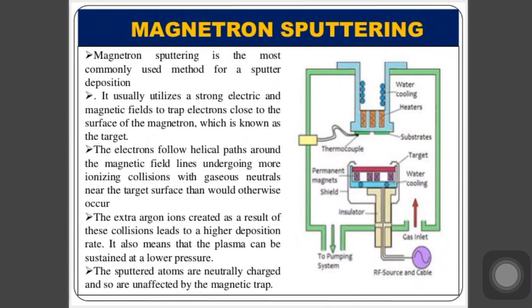Magnetron sputtering is the most commonly used method for sputtering deposition. ये जो मैग्नेट्रॉन स्पटरिंग प्रोसेस है, वो वाइडली यूज़ होने वाला, काफ़ी फेमस स्पटरिंग डिपोजिशन प्रोसेस है। It usually utilizes a strong electric and magnetic field to trap the electrons close to the surface of the magnetron.